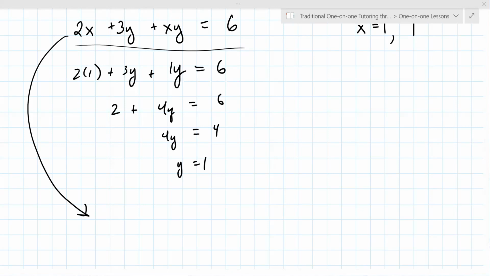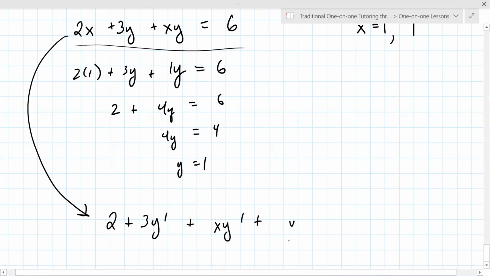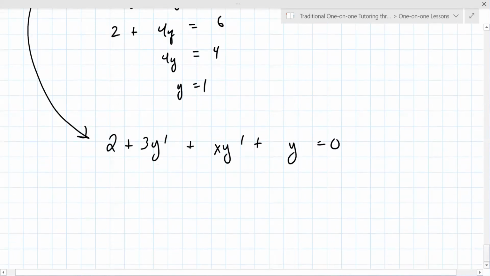Okay, so do you have your derivative there? Yeah, I got 2 plus 3y prime plus xy prime plus y equals 0. Good. Okay, and then you solve for y prime. So y prime equals -2 minus y over x plus 3.